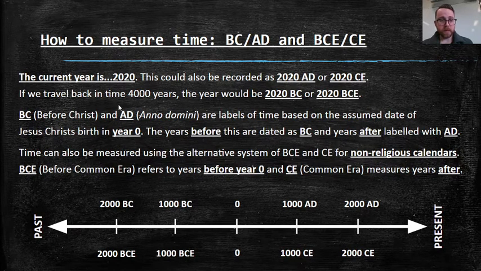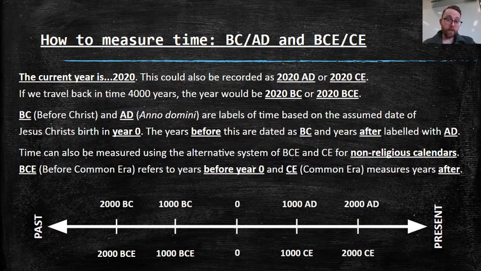We don't do that anymore, obviously. It's just 2020 now. And you'd probably hear 2020 CE more commonly than you would see 2020 AD. But anyway, that's ancient history stuff. How we often record time now, using a non-religious calendar, is the alternate system of BCE and CE. So BCE, similar to BC, is Before Common Era.